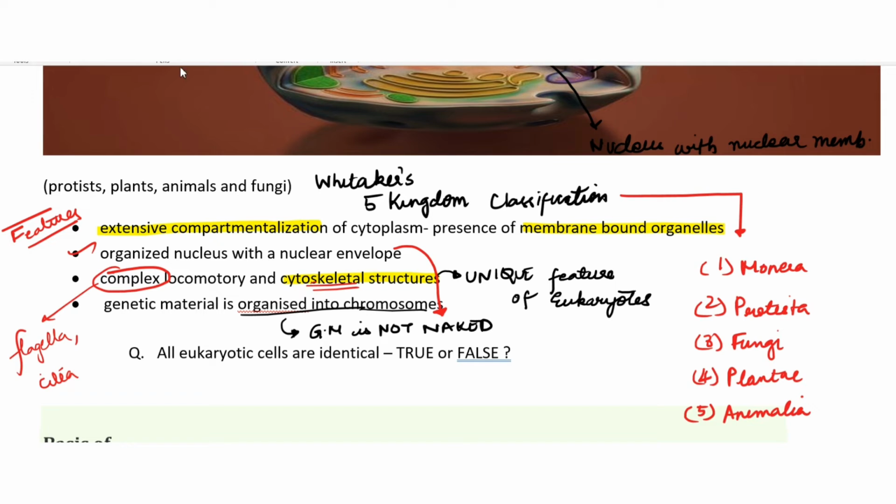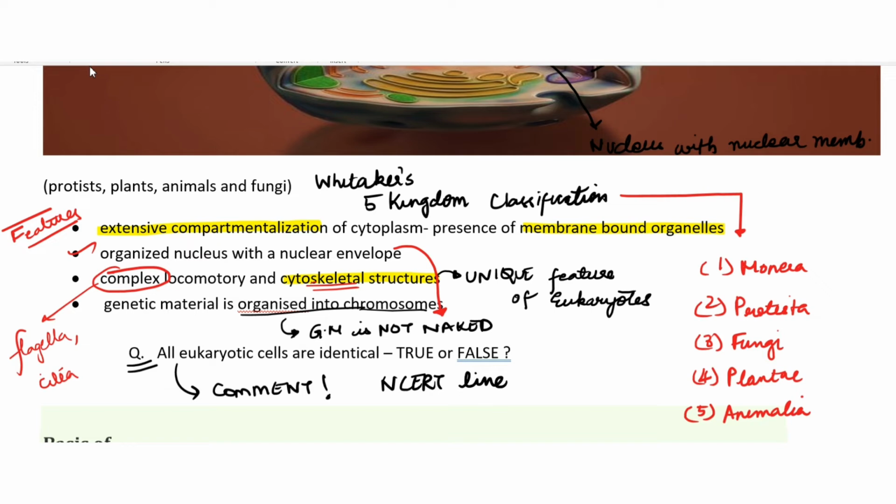So now I would like to ask you a question. Are all eukaryotic cells identical? True or false? Tell me. All eukaryotic cells are identical. True or false? It's the NCERT line. Please comment your answers. I'm not going to answer this question. A very, very obvious question.